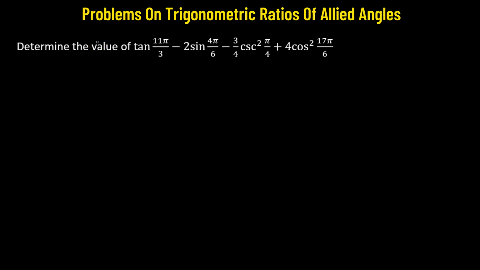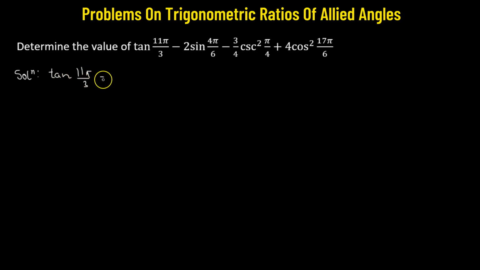So here in this problem, we need to obtain the value of the given trigonometric expression. So let us begin. First, what we'll do, we'll try to find out the value of each of the trigonometric ratios. Let us begin with tangent of 11 pi over 3.